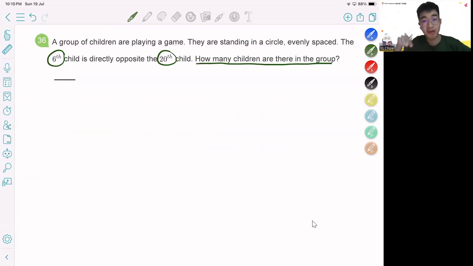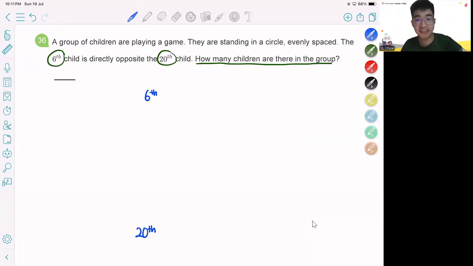Right. So if you follow the order 1, 2, 3, 4, 5, 6, 7, they go round by round, right, until the end. You go one full loop, you will realize at the end, the sixth child is directly opposite the 20th child. Perhaps it's a bit hard to notice how it looks, so let's just draw a picture, right? We have child number 6, which is directly opposite child number 20, right? So we just need to use this picture to figure out how many children are there in the group altogether.